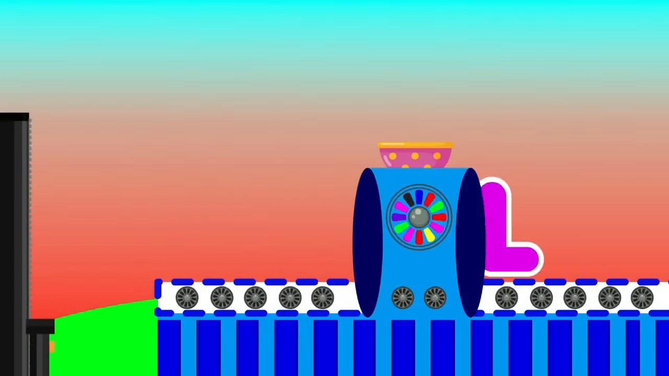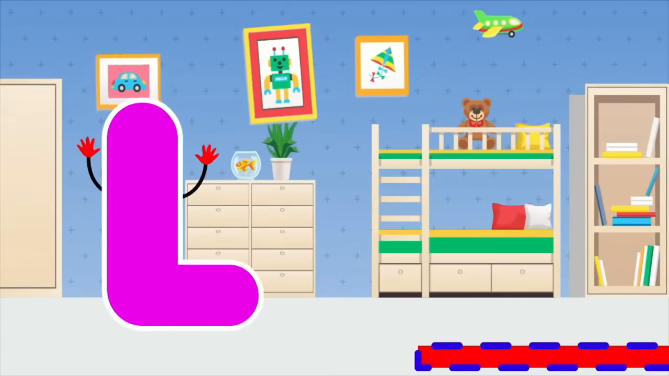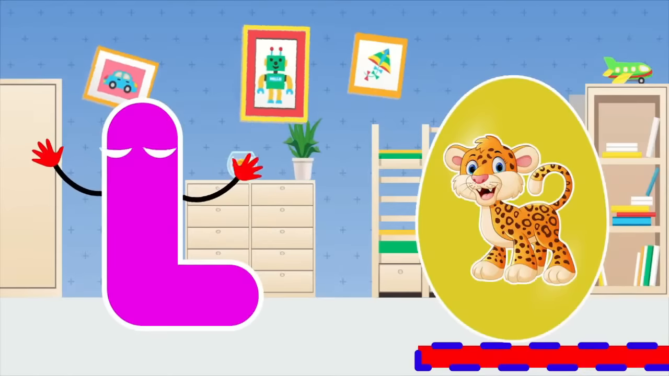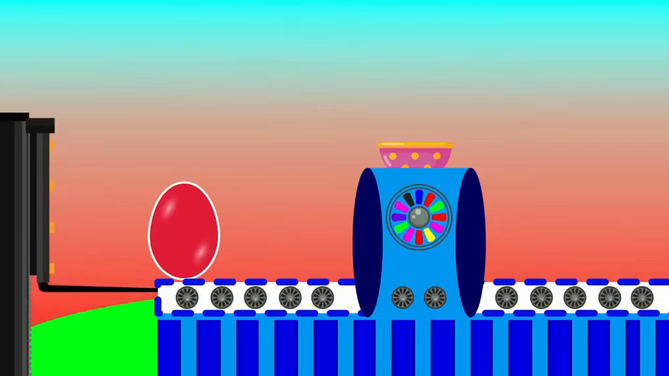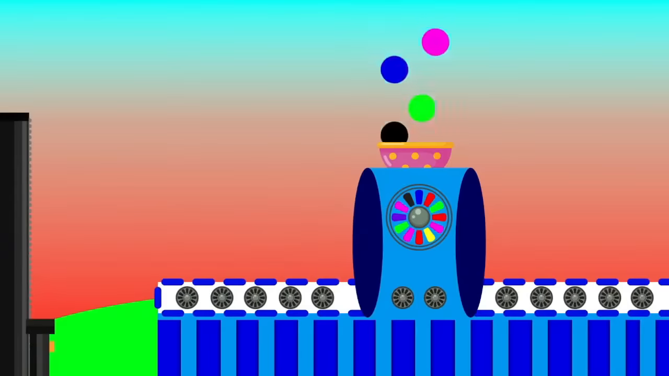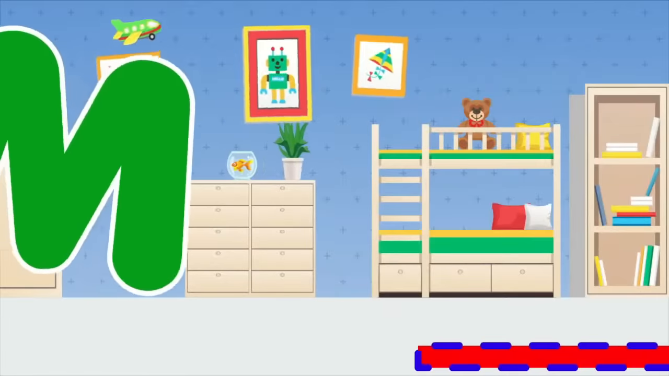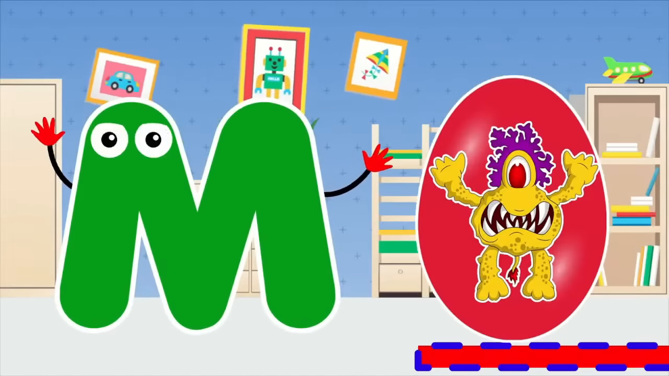Here is an alphabet L. L is for leopard. Here is an alphabet M. M is for monster.